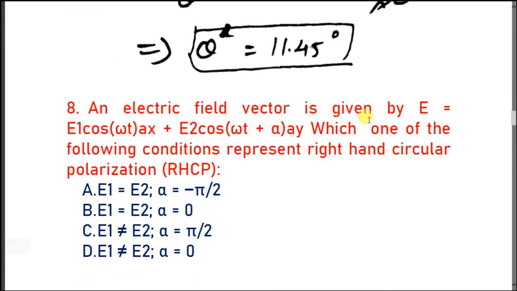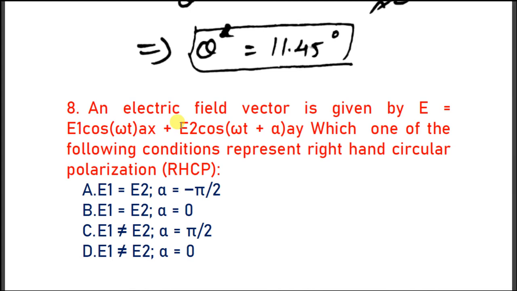Now the electric field vector is given as E equals E1 cos omega t AX plus E2 cos omega t AY. Which one of the following conditions for right hand circular polarization exists? So this is the electric field given to you. For any circular polarization, the AX component magnitude and AY component magnitude are both the same. The AX component magnitude is E1 and the AY component magnitude is E2. So E1 must be equal to E2.